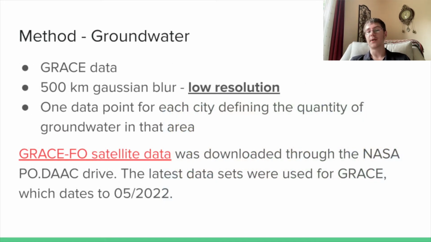We retrieve groundwater levels in an area from GRACE data, which only has a 300-kilometer spatial resolution. This means that we have only one data point for each city, just determined from its latitude and longitude, that quantifies the amount of groundwater beneath it. That data was downloaded through the NASA PODAAC drive, with the latest data sets being used corresponding to August of 2022.